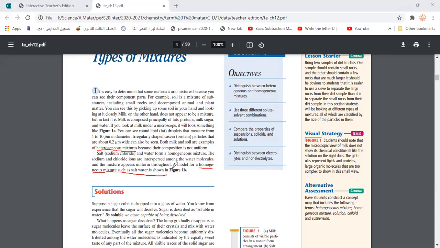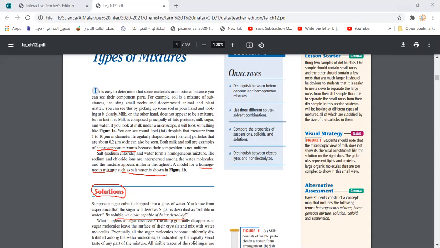Sometimes, some homogeneous mixtures can be described as solutions. So what is a solution? A solution is a type of homogeneous mixture in which we find a substance, like table salt or sugar, which is able to dissolve, or we call it a soluble substance. So what is meant by a soluble substance? That means a substance has the ability to dissolve in another substance.